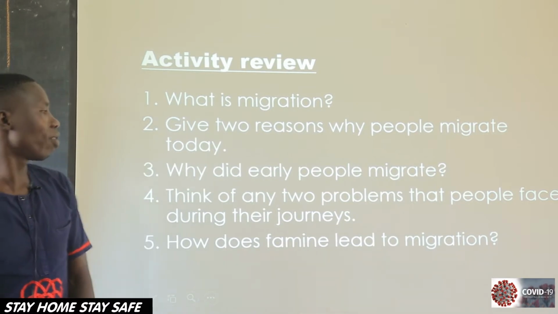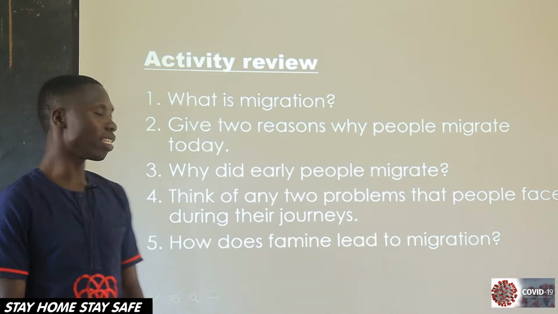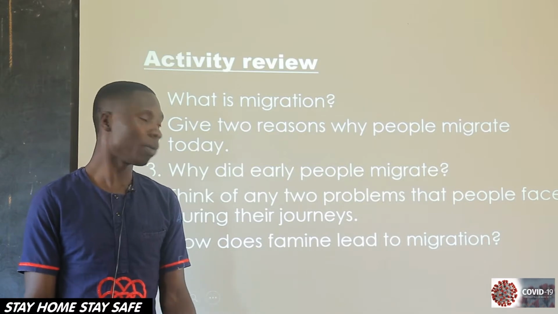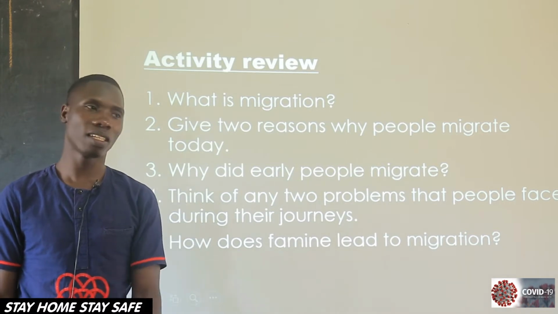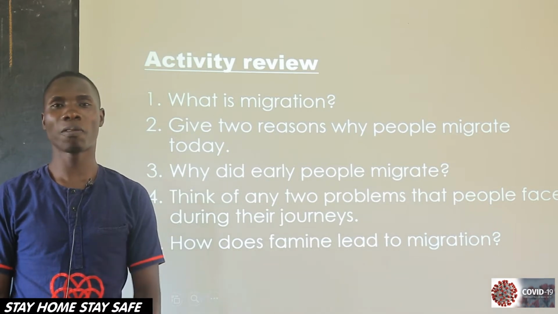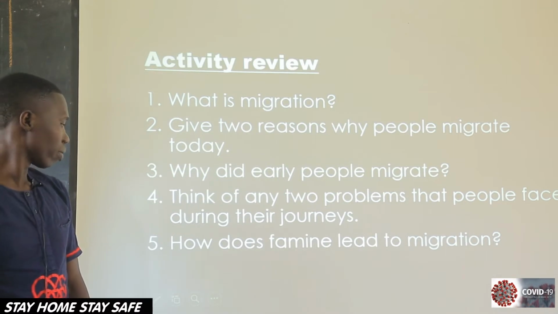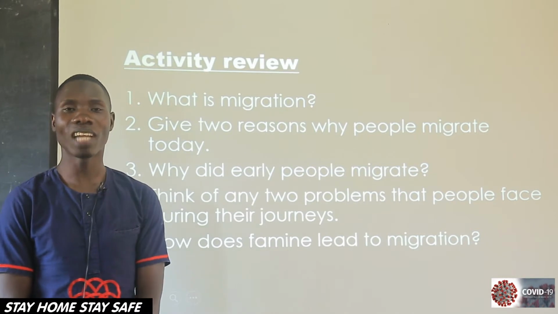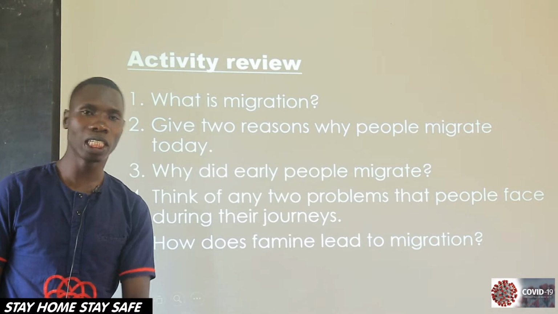Question number 4, think of any 2 problems that people face during their journeys. Now, in Kampala, what problems do we face? One is traffic jam. Two, we have poor roads with potholes, not in Kampala, in some other places. Poor roads, traffic jam, accidents, and so many others. How does famine lead to migration? People migrate in search of food.